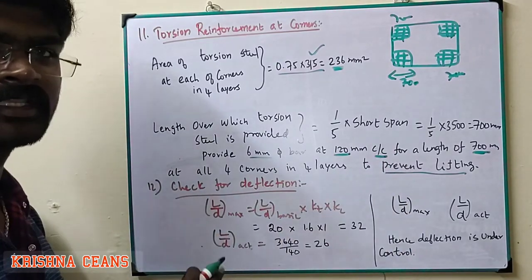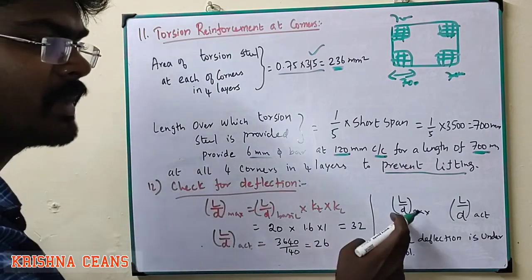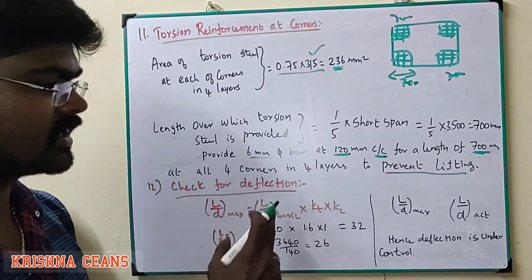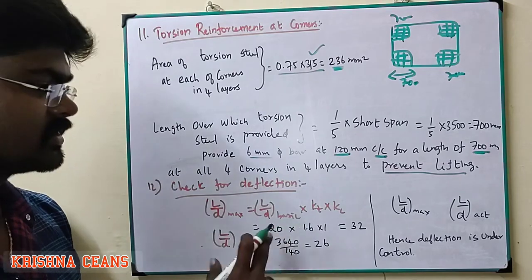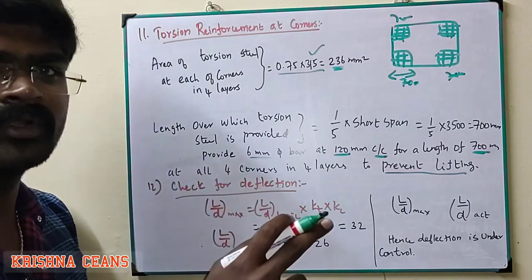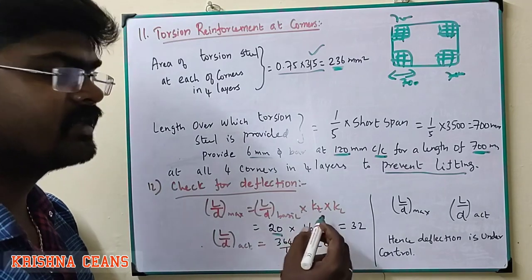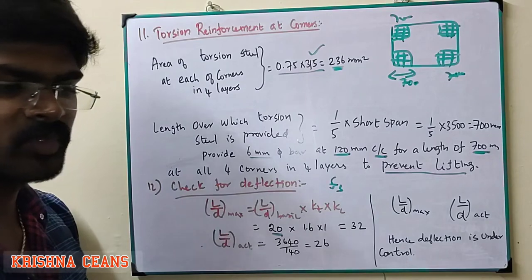Next step is check for deflection. We need to compare L by D max with L by D actual. The L by D max formula is L by D basic into KT into KC, which we already discussed. L by D basic for a simply supported slab or beam has a value of 20, and the KT value we need to refer based on the FS value, which is provided in the graph.